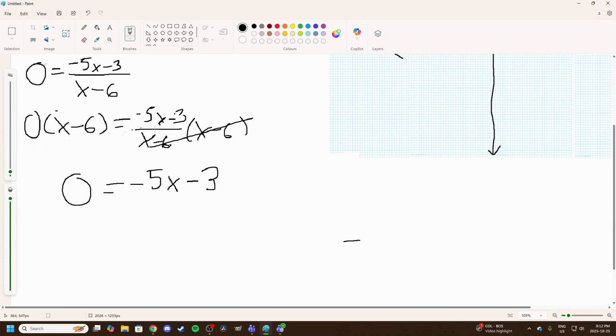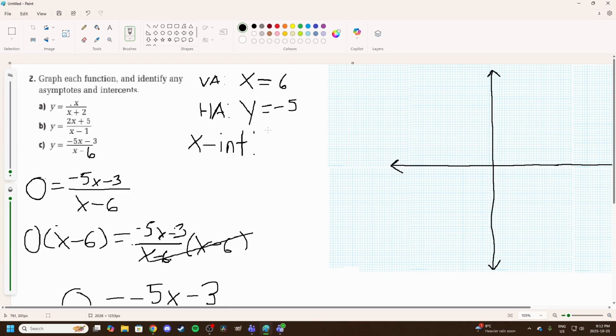Okay. So now we're going to isolate for x to find what the x value is when y is equal to 0. So I'm going to add 3 to both sides. So 3 equals negative 5x, and divide by negative 5, right? So our final answer is negative 3 divided by 5 equals x. So we have our x-intercept now, right? So we have (negative 3 over 5, 0).